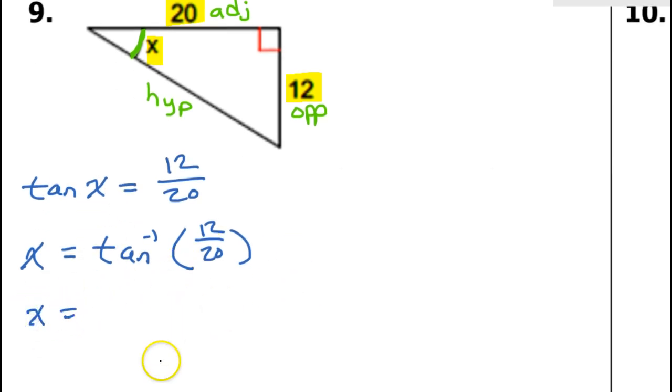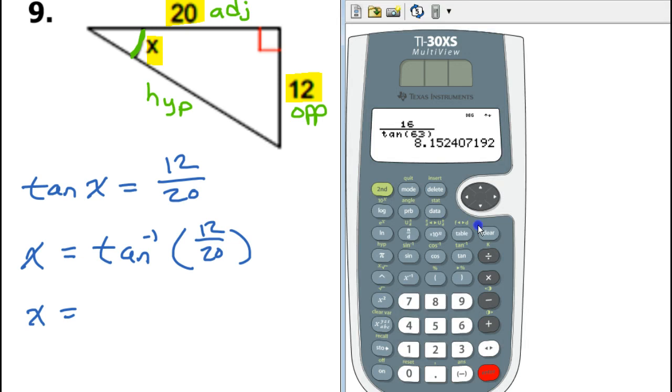Okay, and then you can just put this in your calculator. To get at the inverse trig function, you have to hit second tangent and then 12 over 20. So that's 30.964, got to round up.